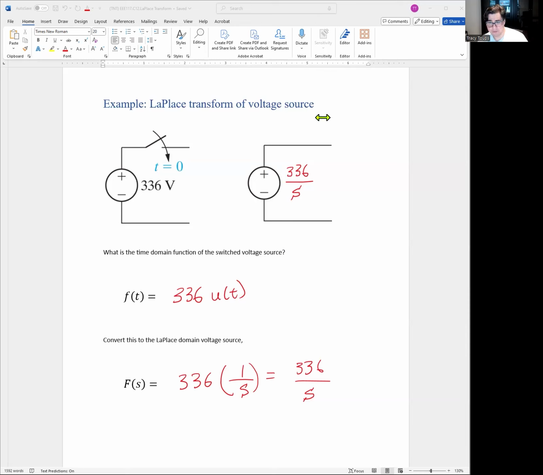The big difference between these two is notice the switch isn't there anymore. In the frequency domain, it doesn't make sense to have a switch that turns on and off frequencies. The frequency will be dictated by the source itself. So just think about the switch as getting absorbed into the voltage source as they divide by s. That's how I like to see it. Every device you can do this transform over.